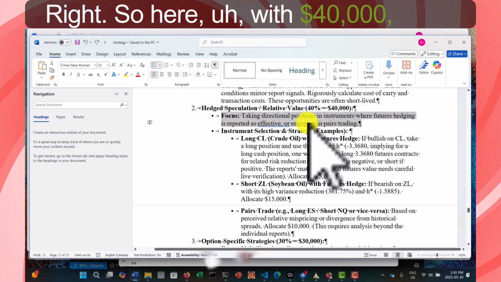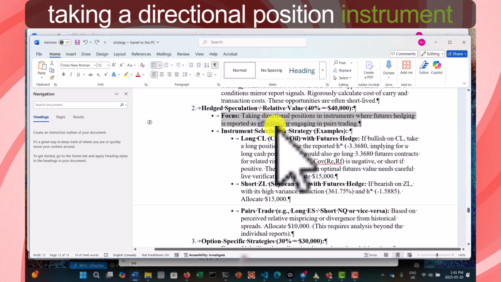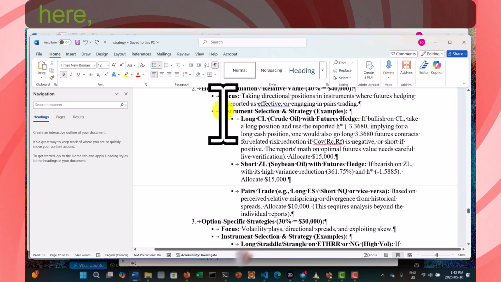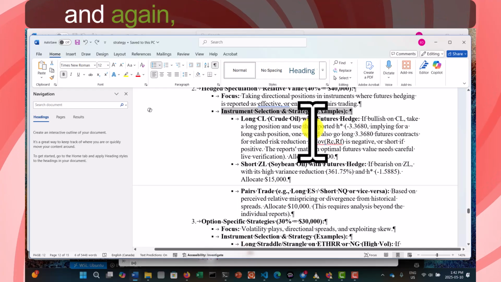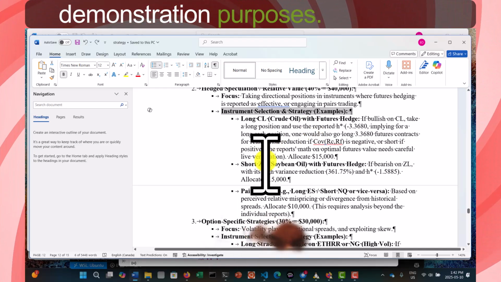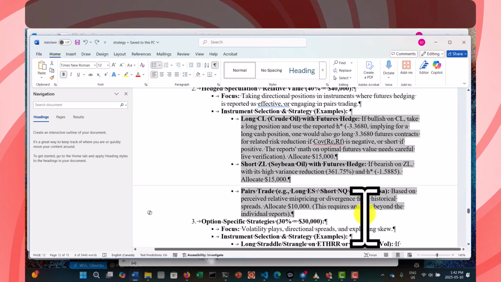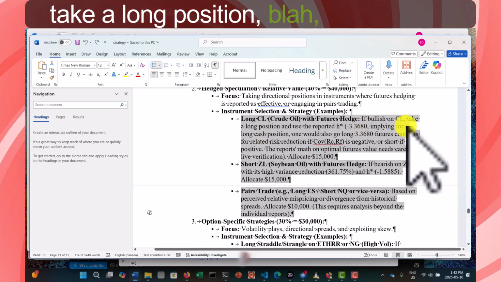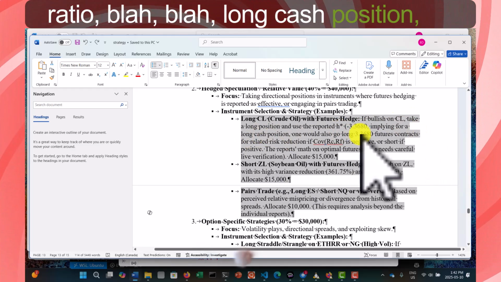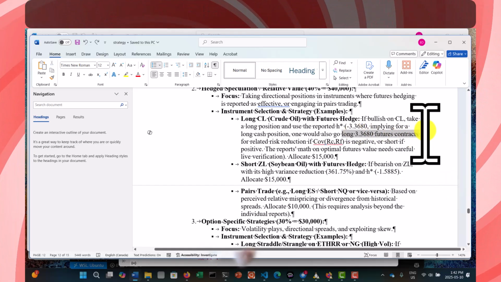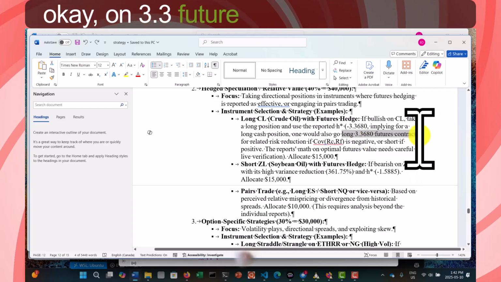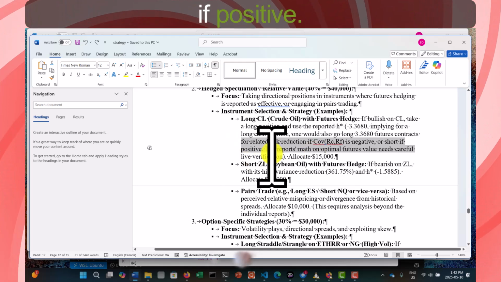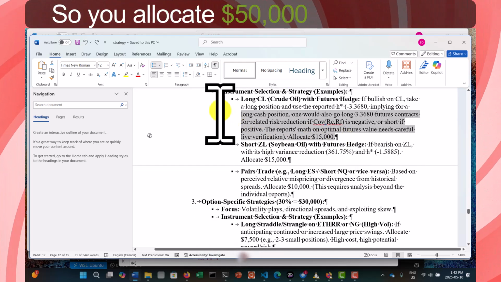So here with 40,000, we're taking a directional position where futures hedging is reported as effective, or engaging in pairs trading. So here, what it's telling me as a suggestion, and again, this is only simulated for demonstration purposes only. Yes, I have to say that many times. So here we can do a long CL with a future hedge. If bullish on CL, take a long position, hedge ratio, go long on 3.3 future contracts, and then it's using that covariance, or short if positive. So you allocate $15,000 for that.